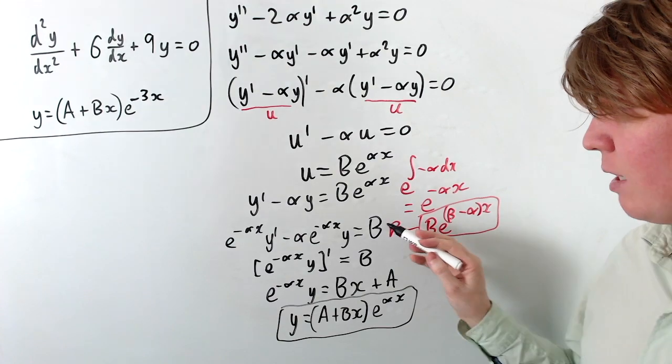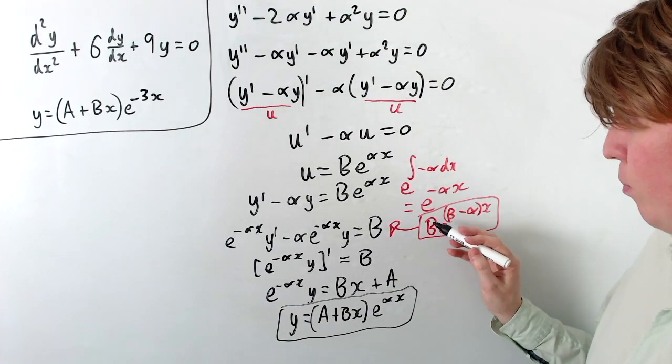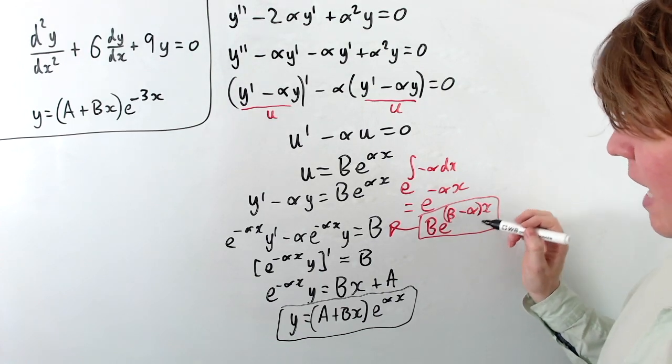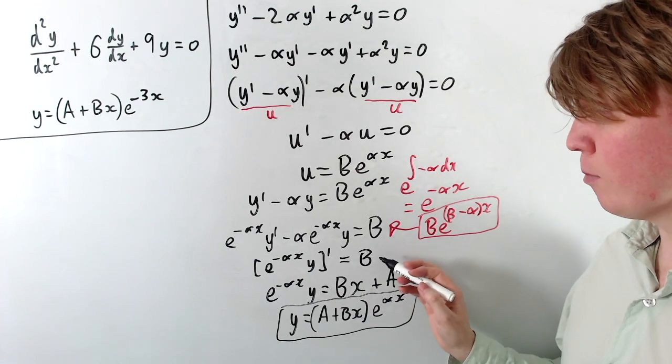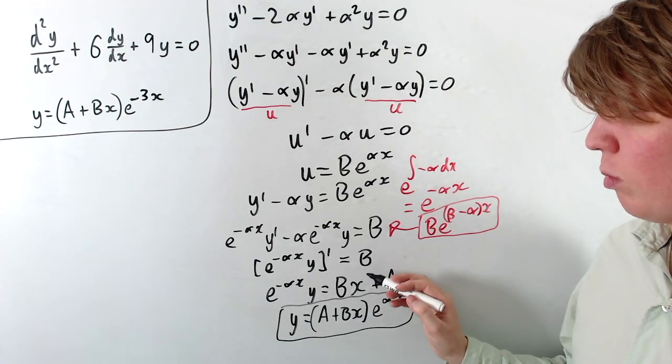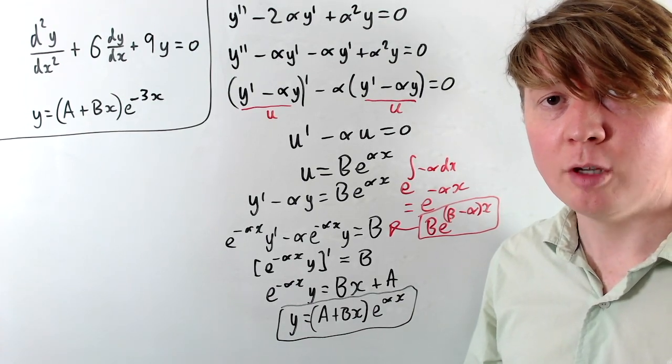It's come from integrating this b, whereas in the case where we have distinct roots, we're integrating b times e to the beta minus alpha x. So this is going to give us a completely different integral when we integrate compared to just integrating a constant, which leads us to the bx term, which we now have some more understanding of where it's come from.